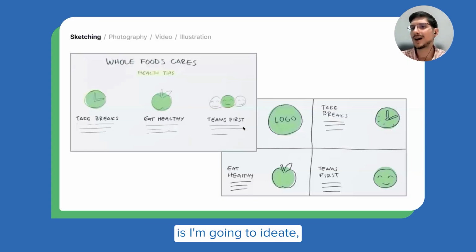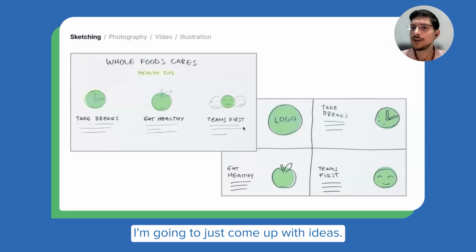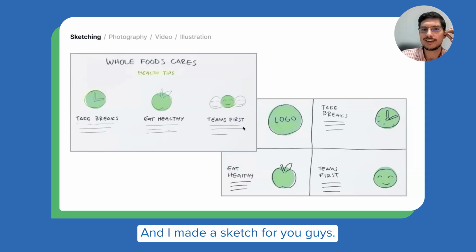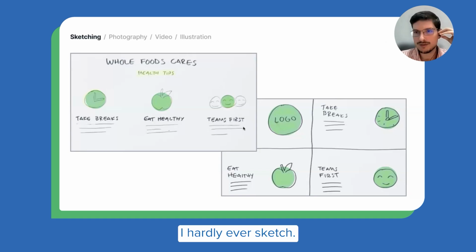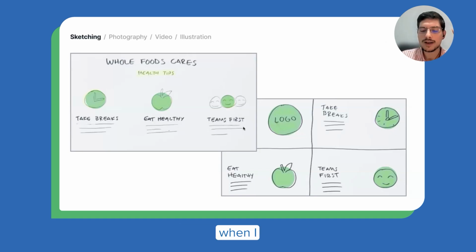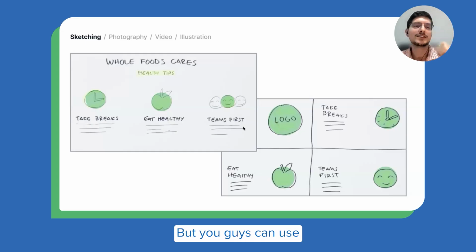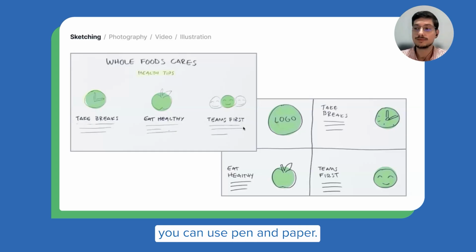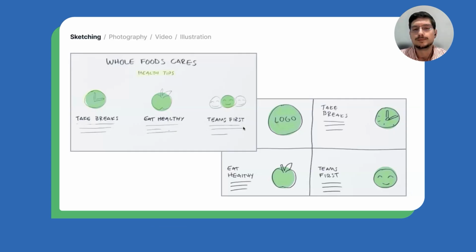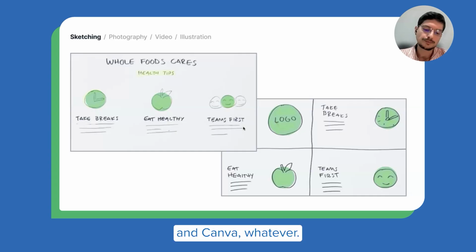The first thing I'm going to do is ideate. I'm going to just come up with ideas, and I made a sketch for you guys. I hardly ever sketch, but what I found out while sketching, and this happens every time, is that when I sketch on paper, I get my best ideas. But you can use pen and paper, sticky notes, or do it digitally on your Google Doc, Canva, whatever.